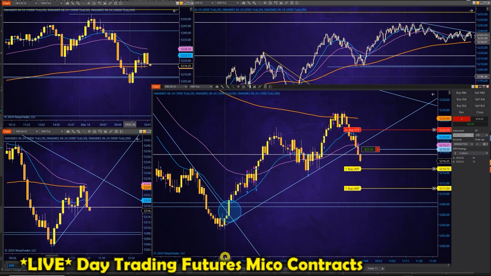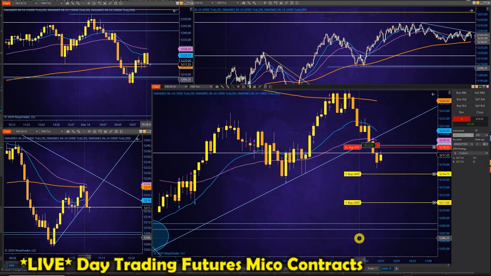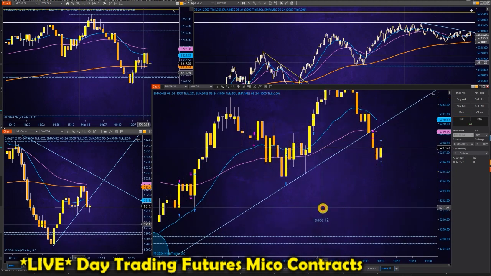So this is trade 12. All right, we're break even now. No matter what happens, we're on break even. Hopefully it'll keep going down. Stop filled. That's been the way it's been going here. We didn't lose anything on it.